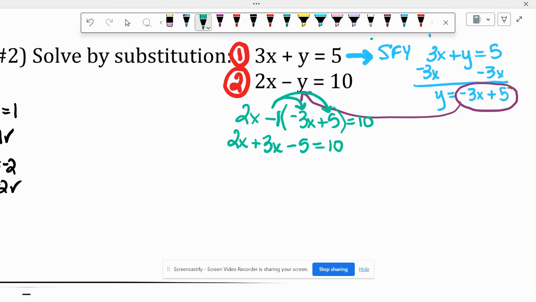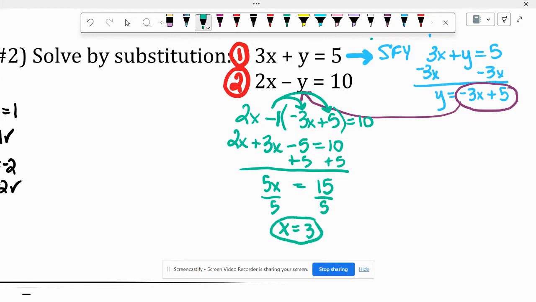2x plus 3x is 5x, and I'm going to add 5 to both sides. So 2x plus 3x is 5x. 5x equals 10 plus 5 is 15. Divide both sides by 5. X equals 3. Are we done? No, that's just the x coordinate. That's just the x coordinate of my solution. I have to find the y coordinate.